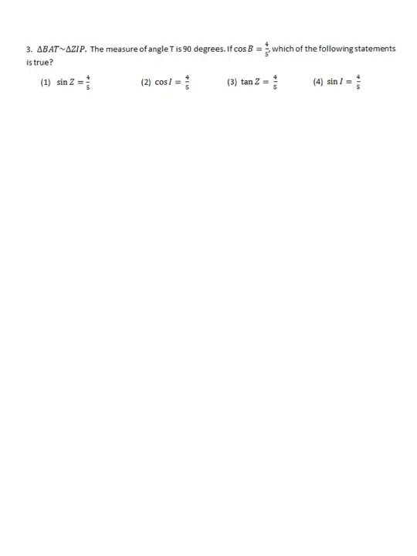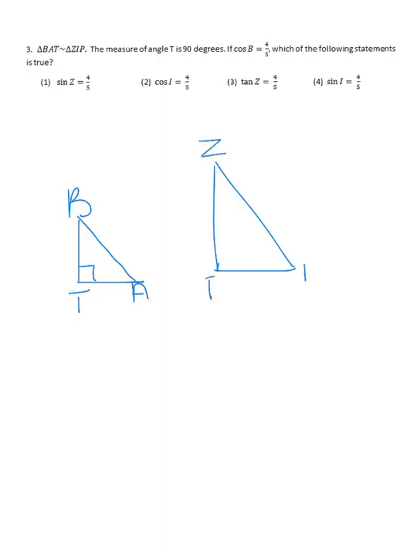Triangle BAT is similar to triangle ZIP. The measure of angle T is 90 degrees. If cosine of B is equal to the ratio 4/5, which of the following statements is true? Okay, the first thing that I would do is draw a picture, where T is 90 degrees, and we have two similar triangles. Make sure the corresponding angles are correct.